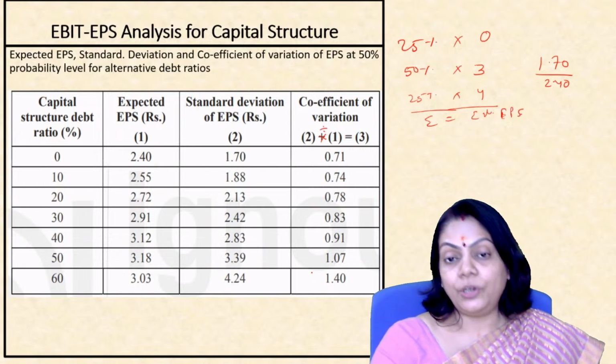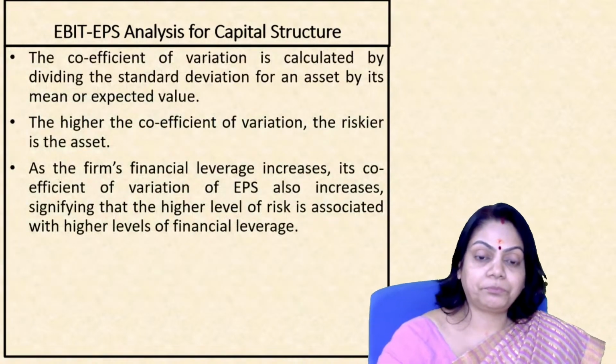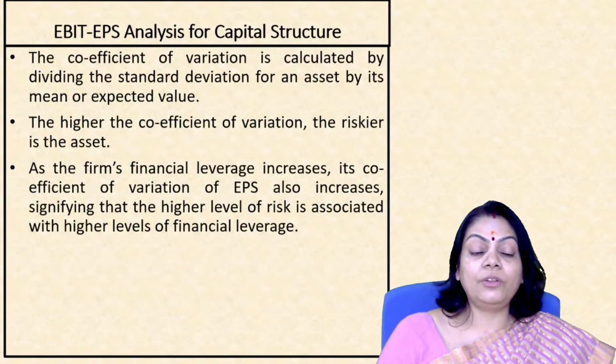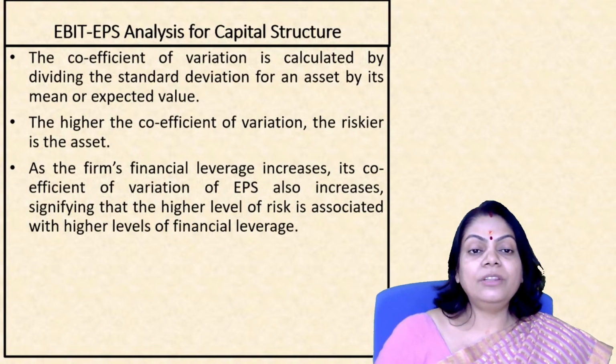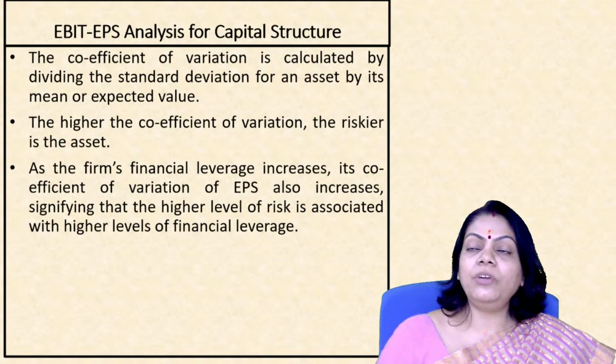Now, how do we interpret this coefficient of variation? This is how we interpret it. The coefficient of variation is calculated by dividing the standard deviation of an asset by its mean, or the expected value.